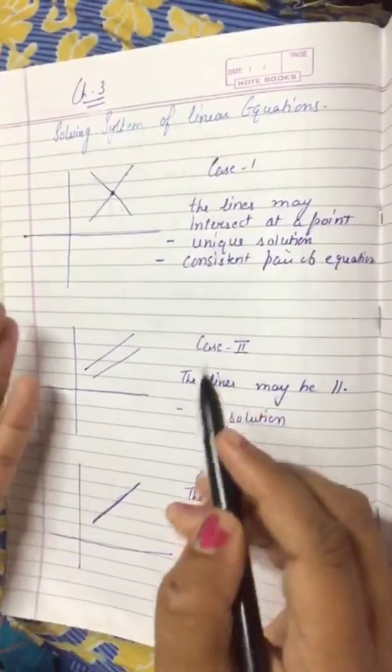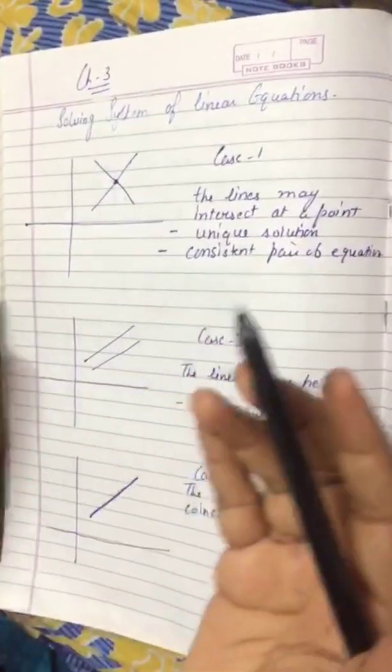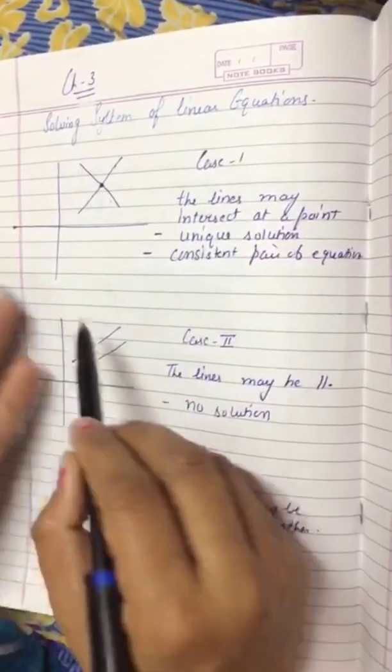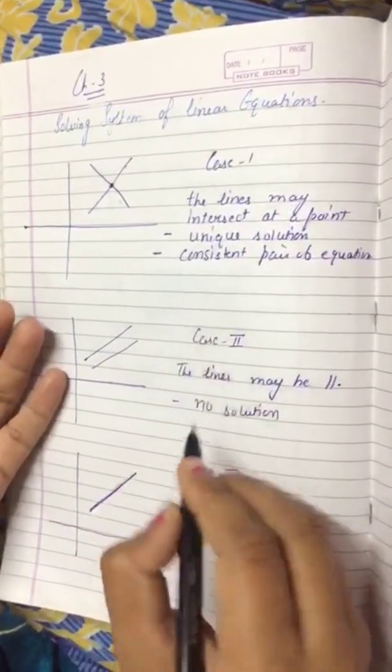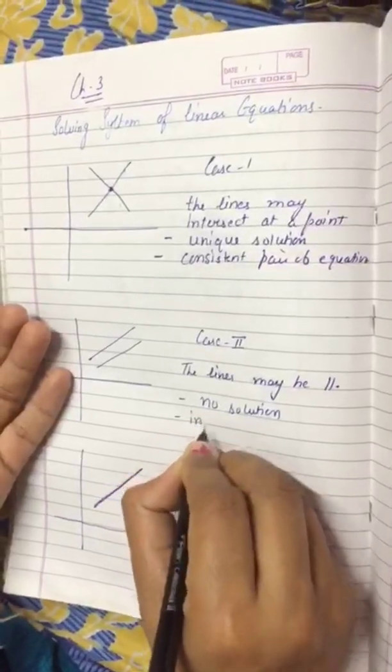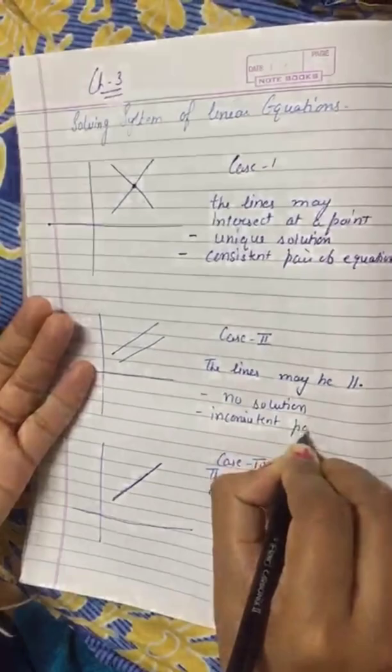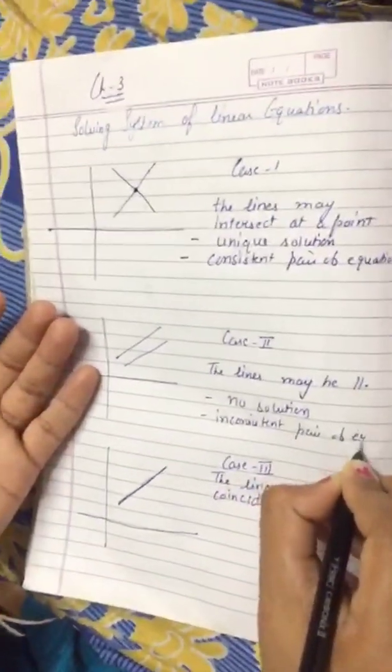If it has no solution, then there will be no point in common between these two lines, so it shows the inconsistent pair of equations.